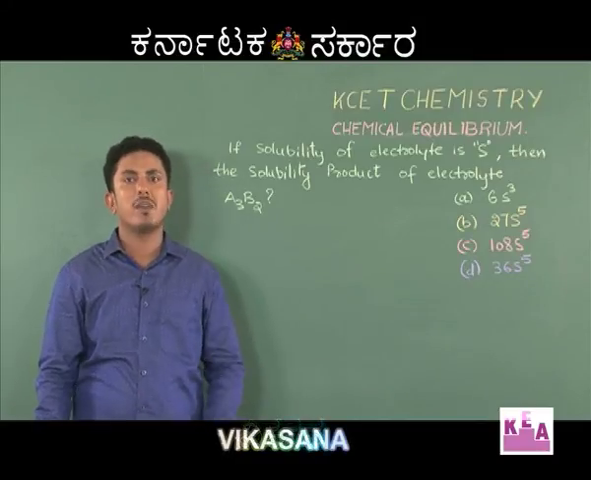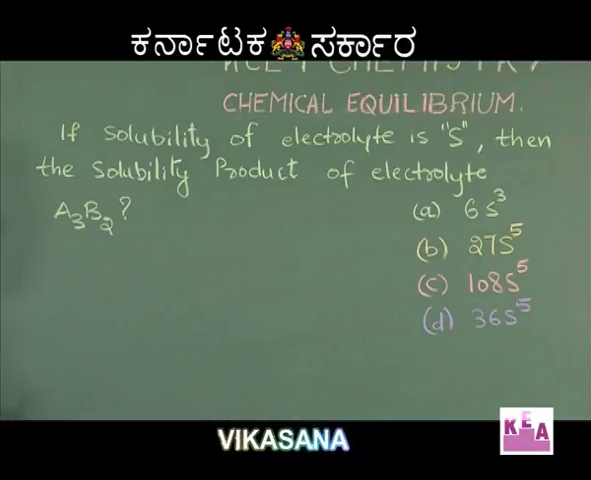Students, this problem is related to solubility and solubility product. First I will read the question for you. If solubility of electrolyte is S, then the solubility product of electrolyte A3B2 is: option A, 6S cube; option B, 27S raised to 5; option C, 108S raised to 5; option D, 36S raised to 5, where S is the solubility.